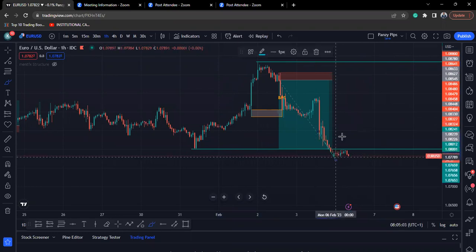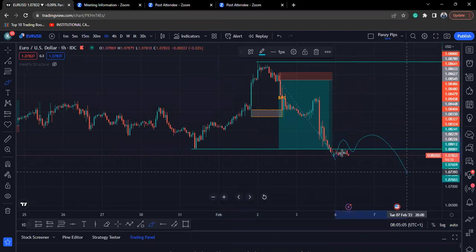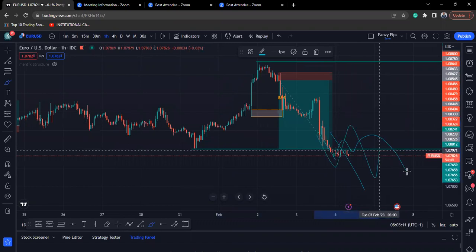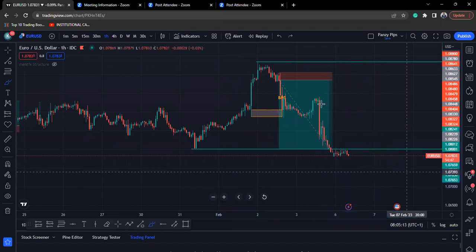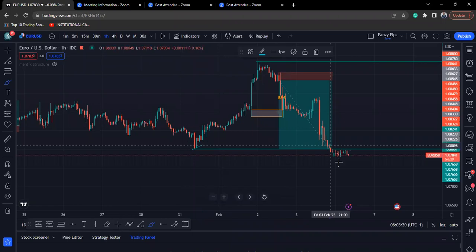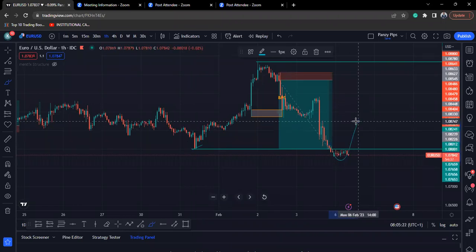Order flow wise, this market is bearish. But as we all know, the market never moves down in a straight line. It will move, pull back, move, pull back, move, pull back. So I would expect the market, having broken out this level, to grab liquidity, pull back, maybe come for this imbalance.